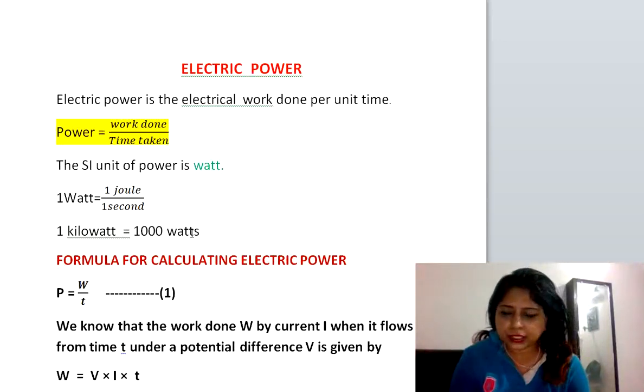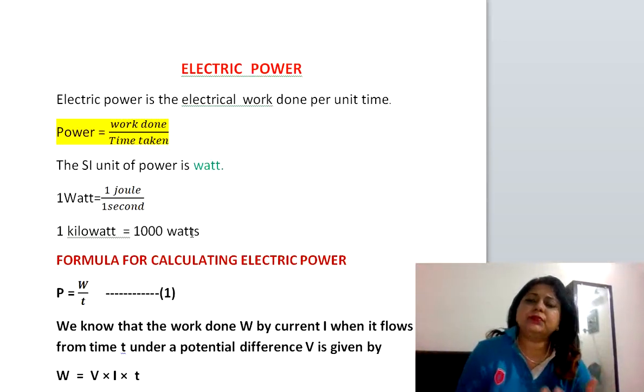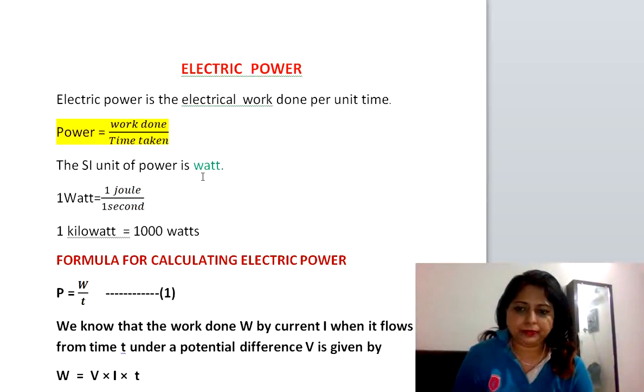It is clear? Very simple. So in one sentence, power is work done per unit time. So learn this formula. You can write it P equal to W upon T.